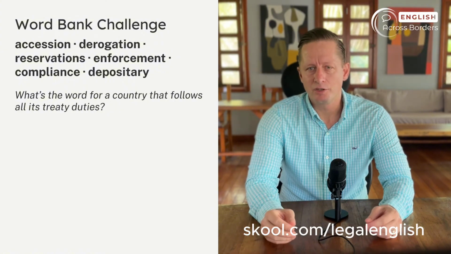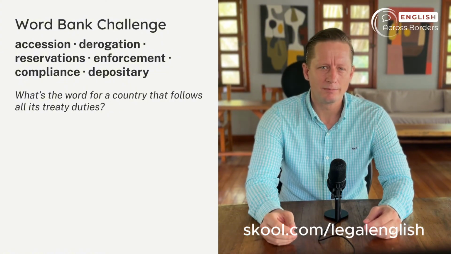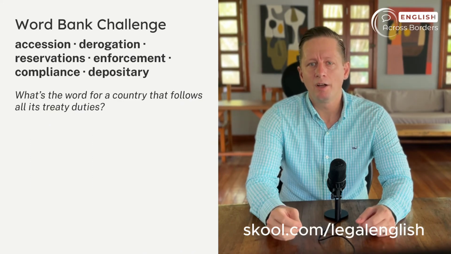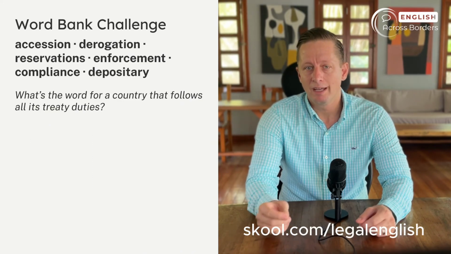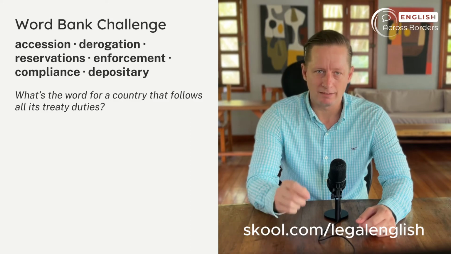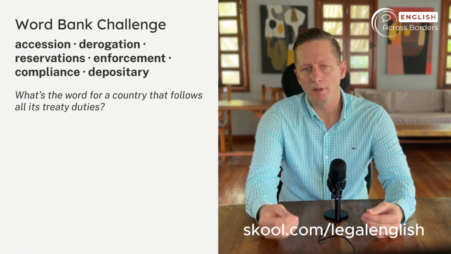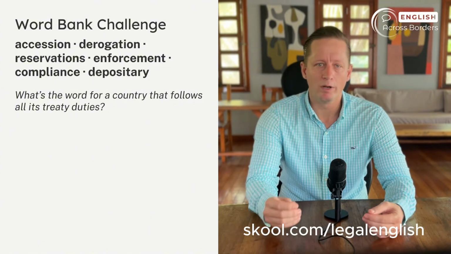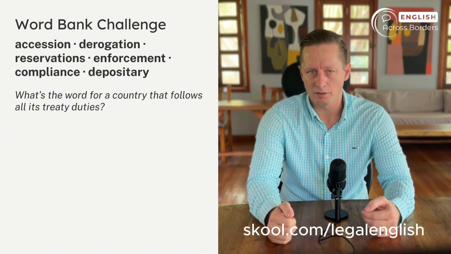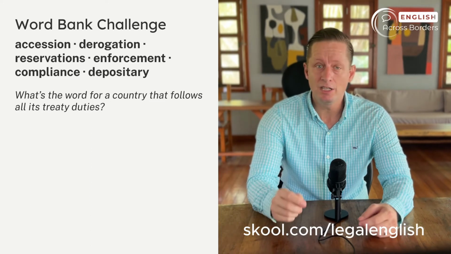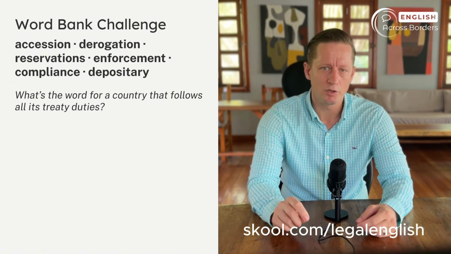Let's say a country joins a human rights treaty. It passes new laws, protects vulnerable groups, and files detailed progress reports. Everything it promised, it does. That's called compliance. When a country complies, it means it's doing what it agreed to under international law. For example, the committee monitors each country's compliance with the treaty.